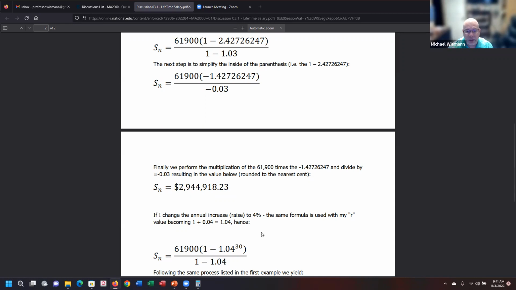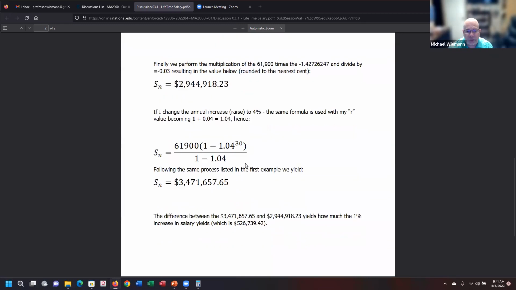And again, this formula tells you to the nearest penny what that result is. Okay. So the 4% is same song, different verse. The only thing that changes is the R becomes 1.04 to the 30th. So utilizing the same process that we just talked about, notice by increasing that by 1 percentage point, you're now up to $3,471,657.65. Taking the difference between the two, that 1% increase makes a difference of $526,739.42. So that 1% over the scope of 30 years is a little over $500,000, which is pretty substantial.